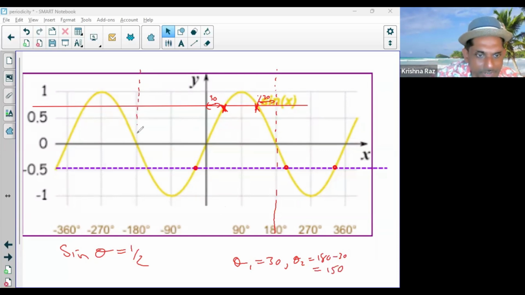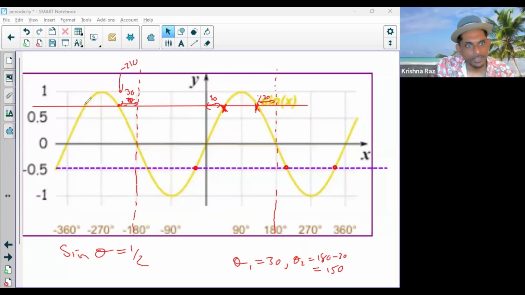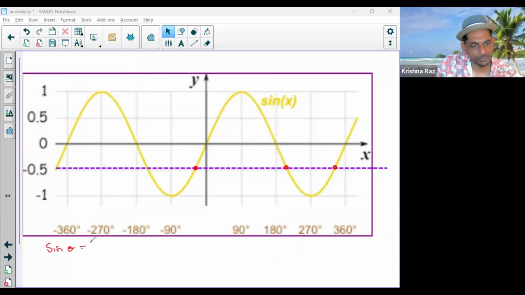So if I look on the negative side of the graph, we can see this gap here must also be 30. So that is minus 210. And this must have been 30 degrees to the right of minus 360, which was minus 330. So therefore, the solutions to sine theta equals a half in the range of theta between minus 360 and 360 is 30, 150, minus 210 and minus 330.